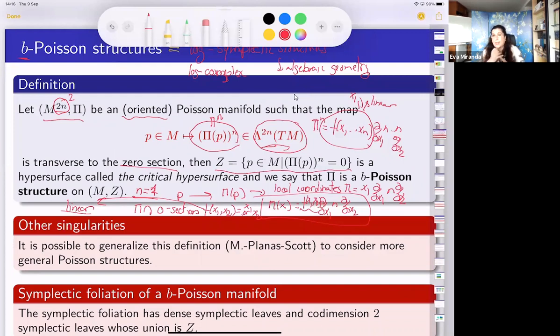Which, of course, if I count, it has to be of codimension 1. So it's a manifold of dimension 2n minus 1. And that's what we call the critical hypersurface. If you look at my first paper, we were calling it the exceptional hypersurface, but then discussing with Marco Gualtieri, we thought that the good notation was critical hypersurface. Okay, and this is a b or log symplectic manifold. It's the same.